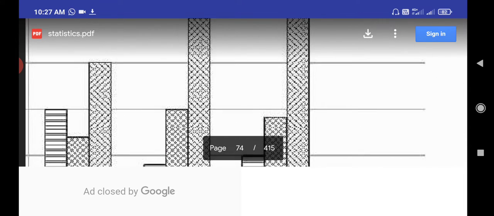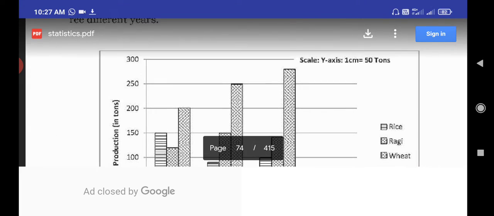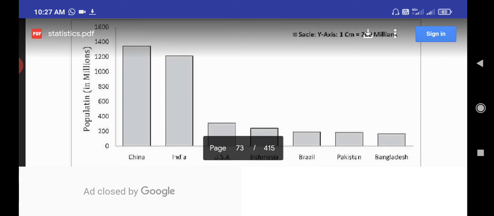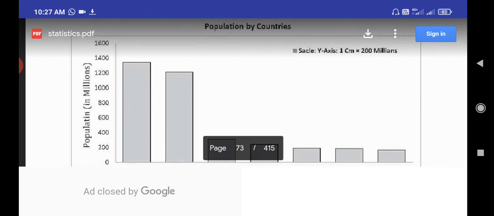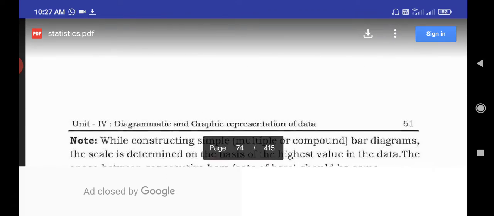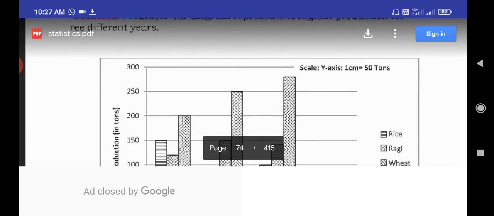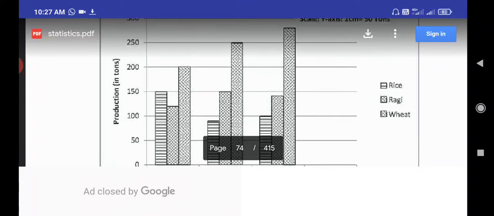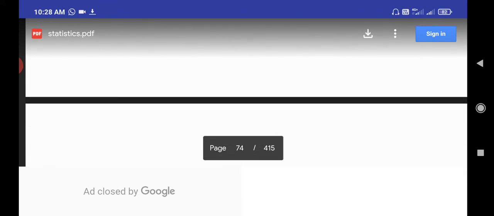In the previous bar diagram, we used only one bar, giving importance only to length and width. But in this diagram, we give importance to all the interlinked data. We give importance to rice, to ragi, and to wheat. This is called a multiple bar diagram.